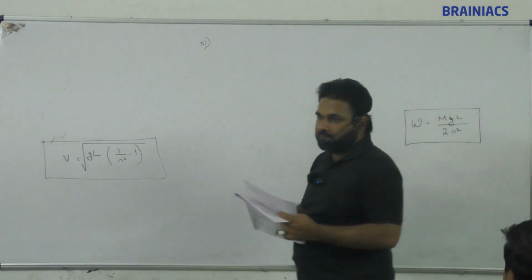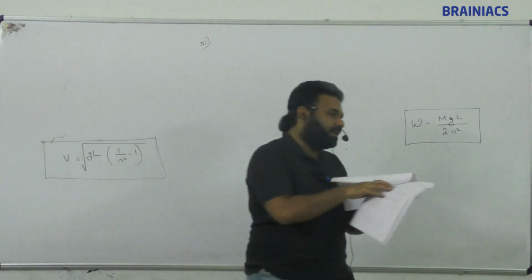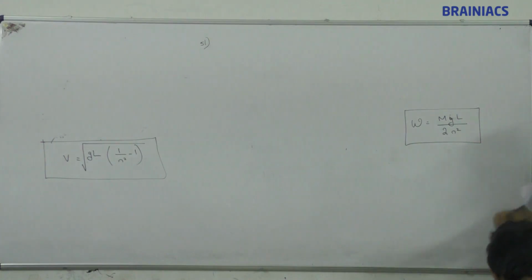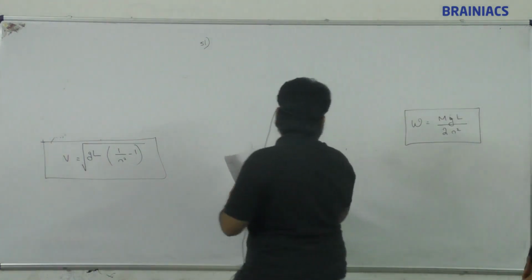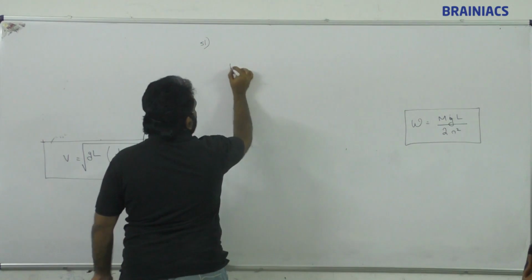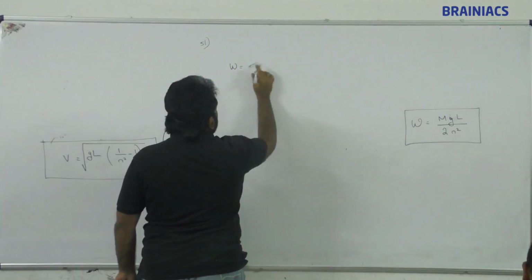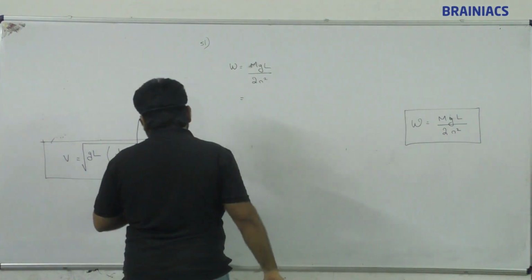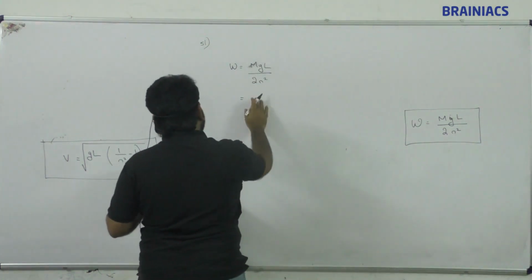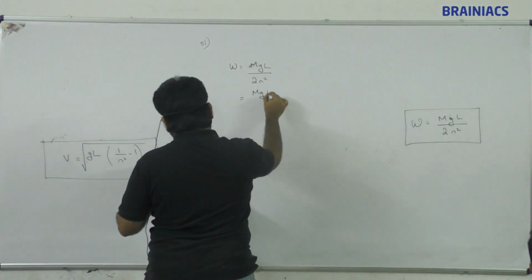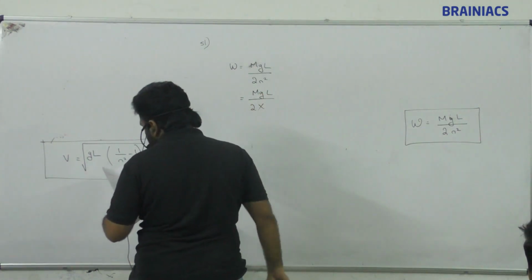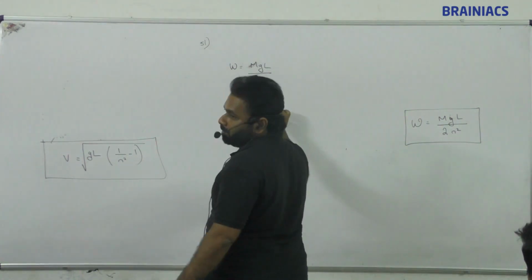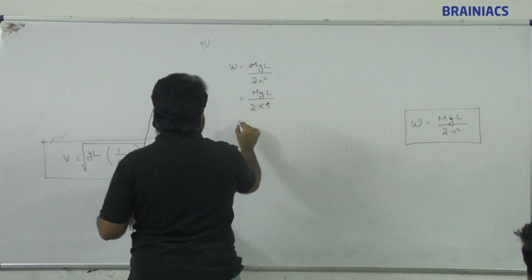Direct application of this formula you can do. Just put n equal to 3. So for this question, question number 51, the formula is W is equal to mgL by 2n square. What is the mass of the thing? Everything is given. mgL divided by 2 into how much is hanging? 1 by 3, L by 3, so it's going to be 9. So mgL by 18.